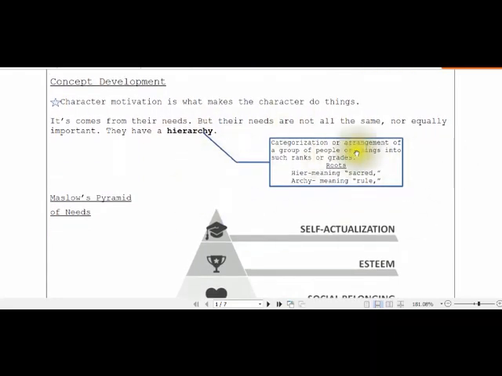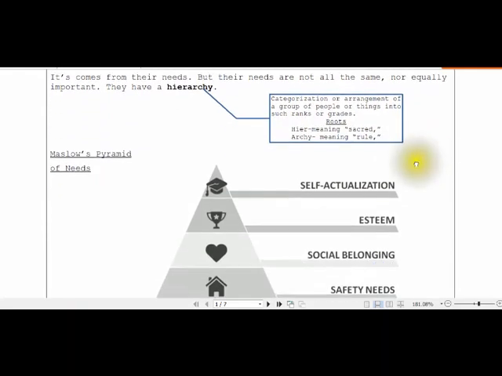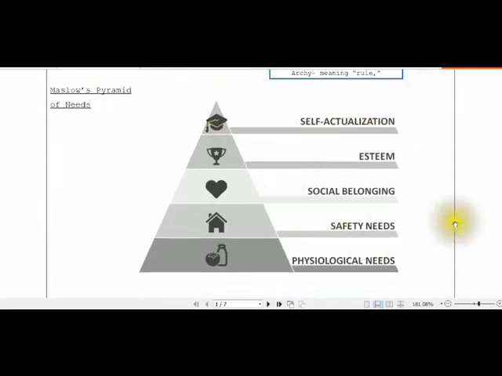So here I have a little definition of what hierarchy means. Basically, all it is is a ladder. In this case, it's a ladder of needs. Here we have Maslow's pyramid, and at the bottom you have psychological needs. Then a level up you have safety needs, next level social belonging, next level esteem, and the last level is self-actualization.